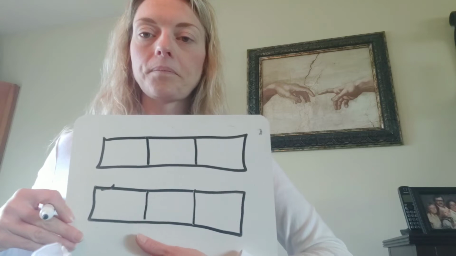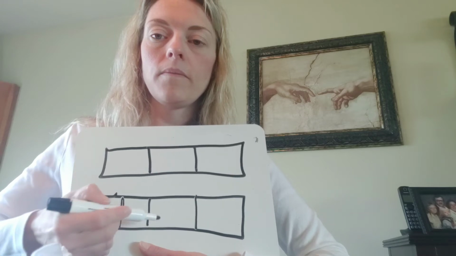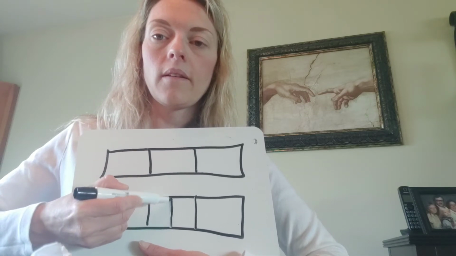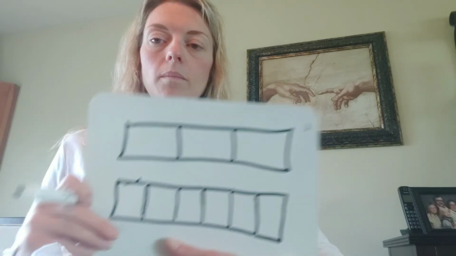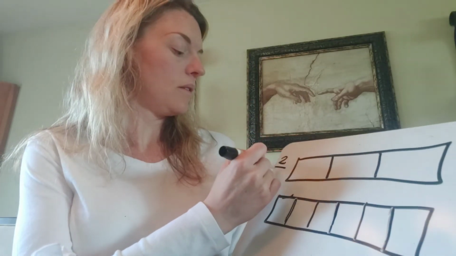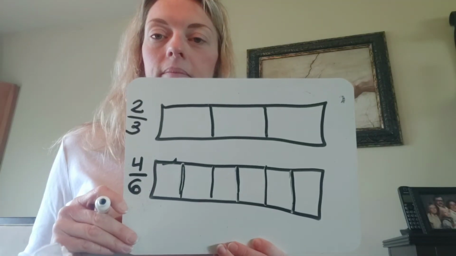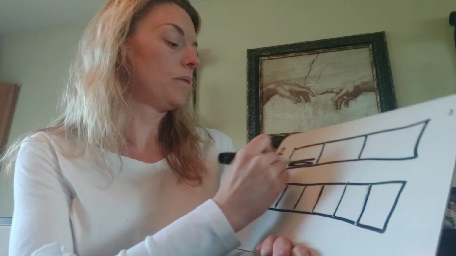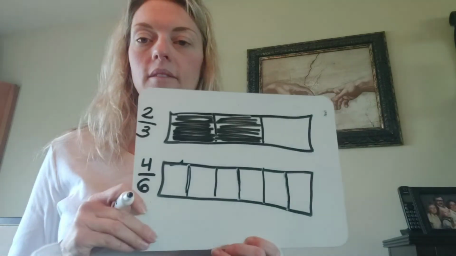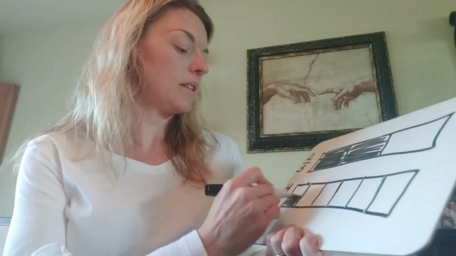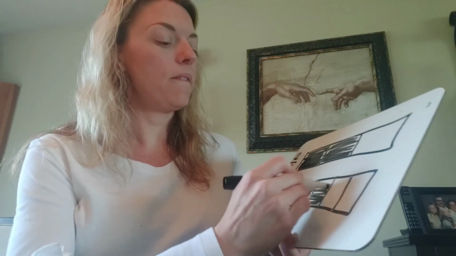Now watch how I do that. Cut this guy in half, 2, 4, 6. This would be 2/3. This would be 4/6. Watch this. Shade in 2. 2/3, right? 4/6. 1, 2, 3, 4.